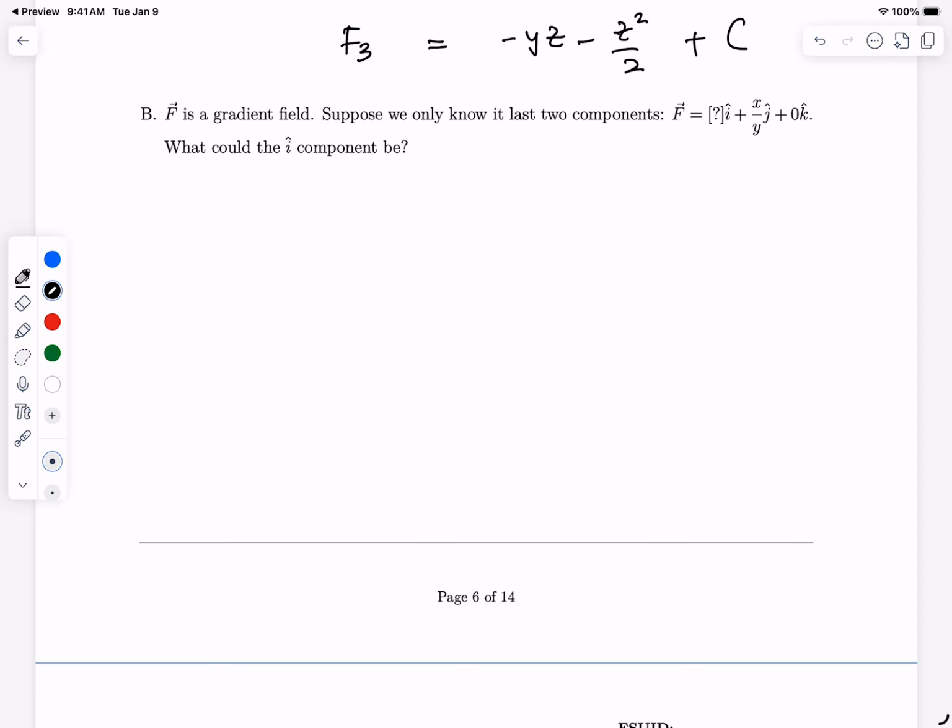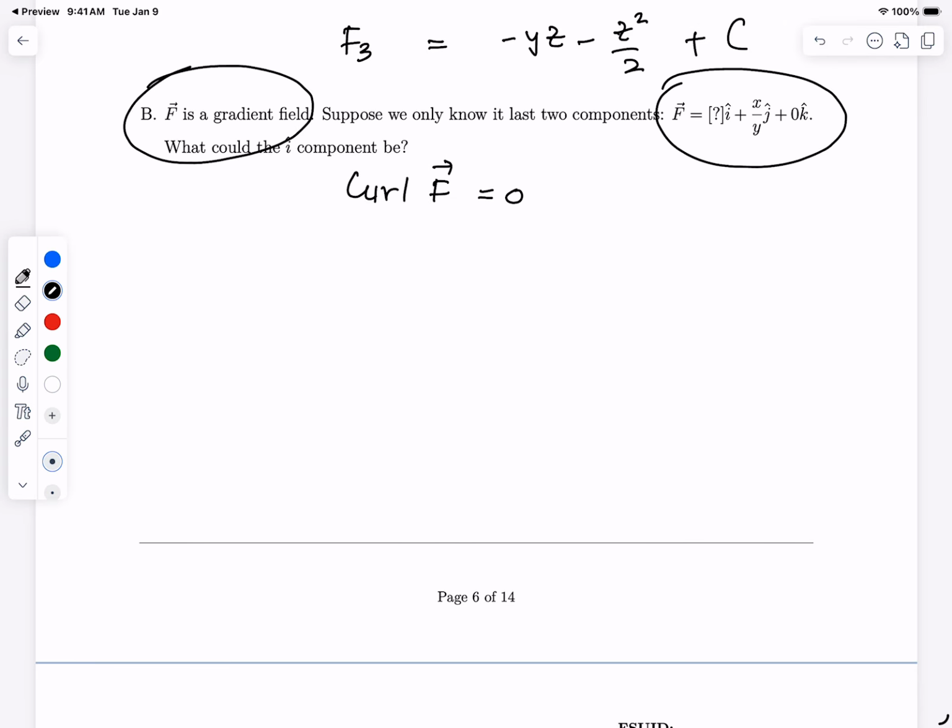Okay, what should I do here? This might be a little bit interesting because f is a gradient field. One of the results says that if f is a gradient field, then the curl of this vector field f should be equal to 0. Now this is the vector field, this guy is f1, this guy is f2, this guy is f3. The good thing is the third component is 0, so I can find its curl explicitly by using the simplest formula, but if I don't want to do that, then what should I do?